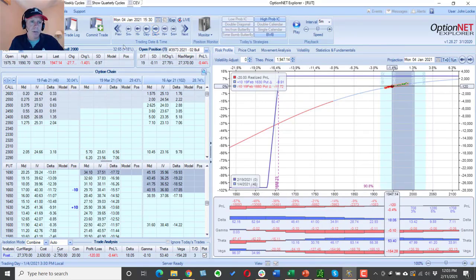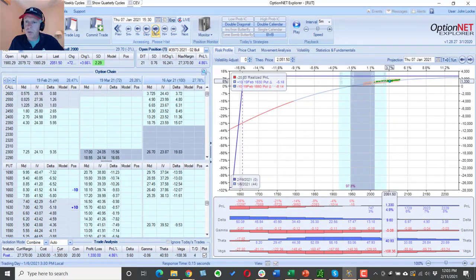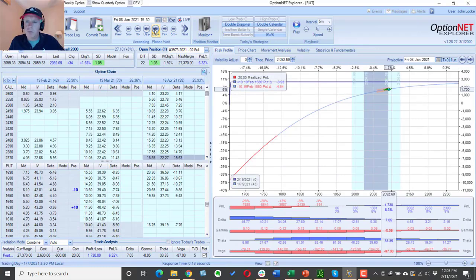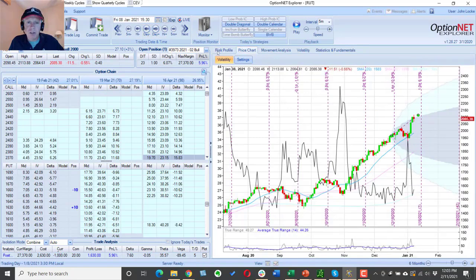Anyway, this is what we look like on Jan 4th. And it looks like our pullback is over. And we withstood that really well. And I don't think there was another problem after this.